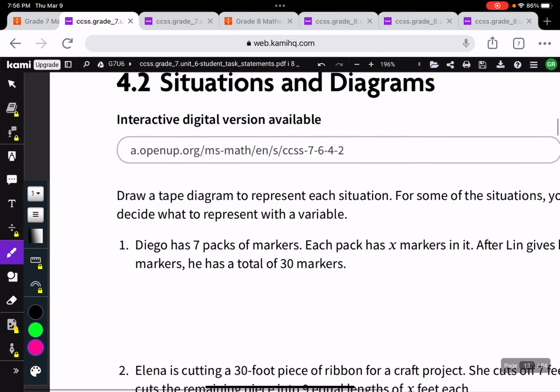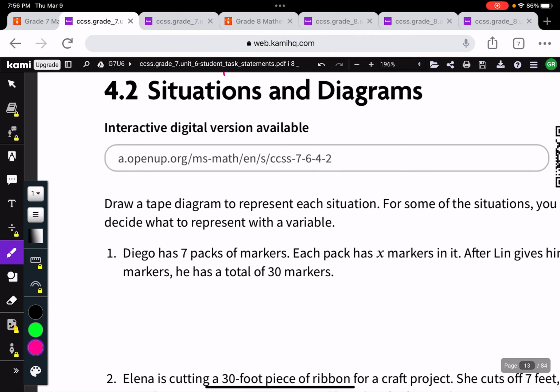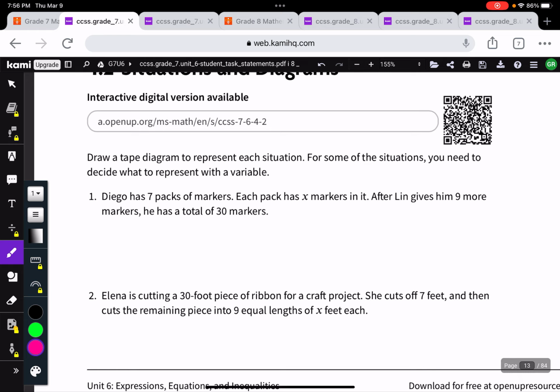4.2, situations and diagrams. Draw a tape diagram to represent each situation. For some of the situations, you need to decide what to represent with the variable. Number 1. Diego has 7 packs of markers. Each pack has X markers in it. After Lynn gives him 9 more markers, he has a total of 30 markers. Do you think you could write this tape diagram?